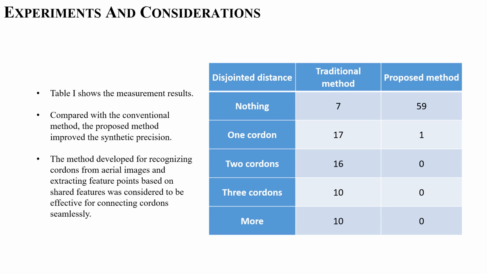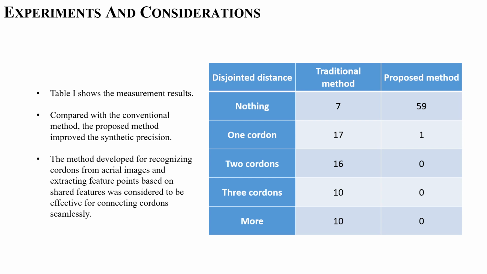Compared to the conventional method, our proposed method significantly improved synthetic precision. Utilizing the proposed method, only one cordon was imperfectly stitched. We believe that the reason for this discontinuity along the cordon was that too little of the cordon area was shared between the two original images being stitched together.